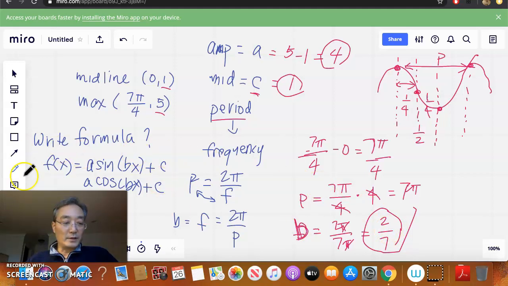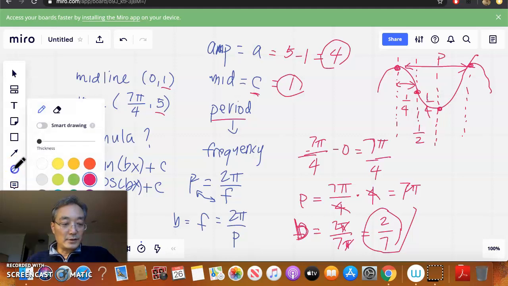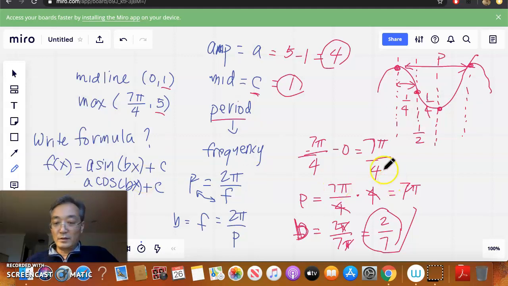Okay, so let's write the formula now. Let's change the color to blue. We'll change to green. My final formula I'm going to write over here: f of x is equal to my amplitude, which is 4, times, and now you notice the midline is at 0, 1, correct? 0, 1 is on the y-axis. So on the y-axis, the function starts at the midline.